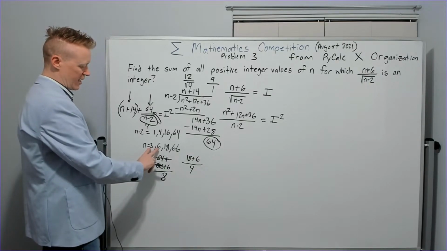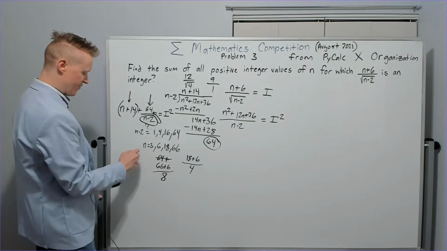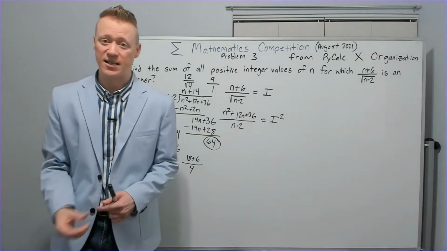I will do, I don't know, 72 and 18 is 90, and add the 3 to get 93. We're on to the next problem.